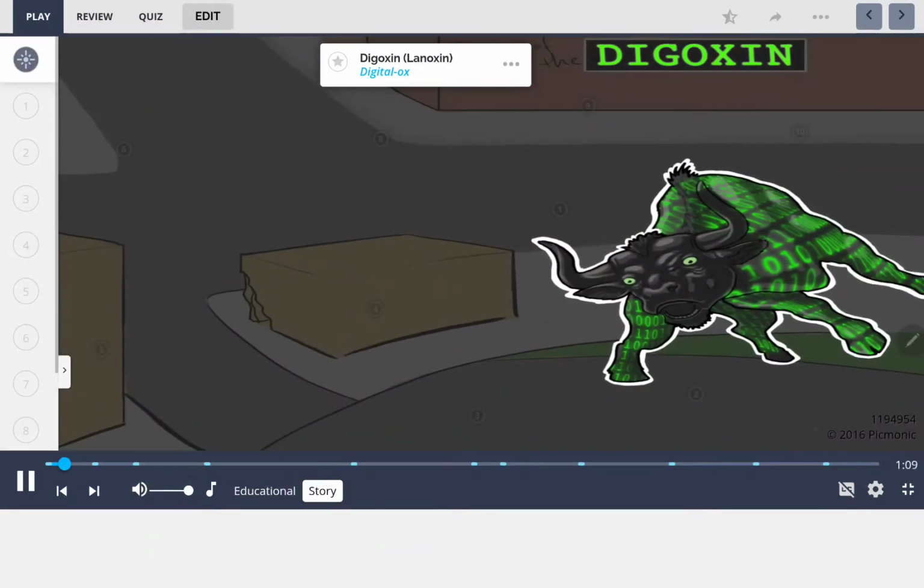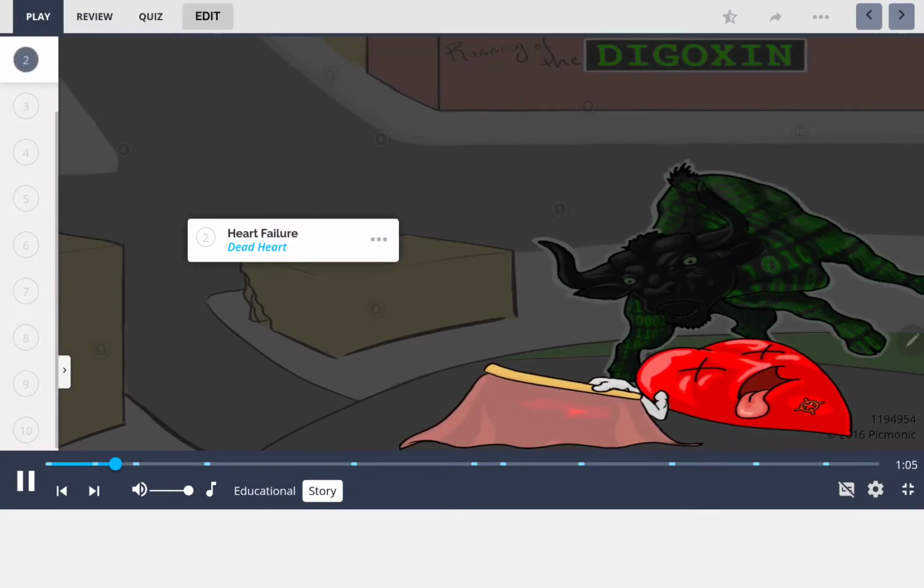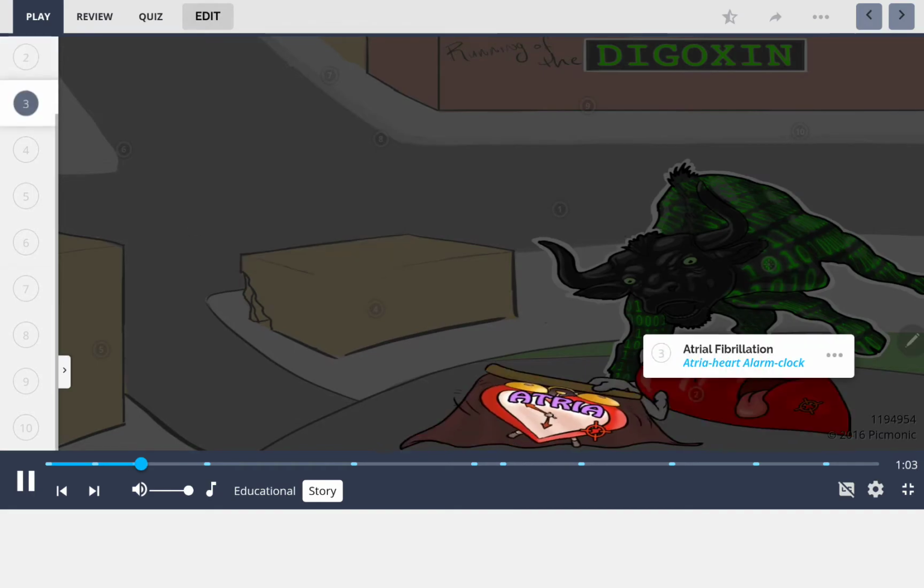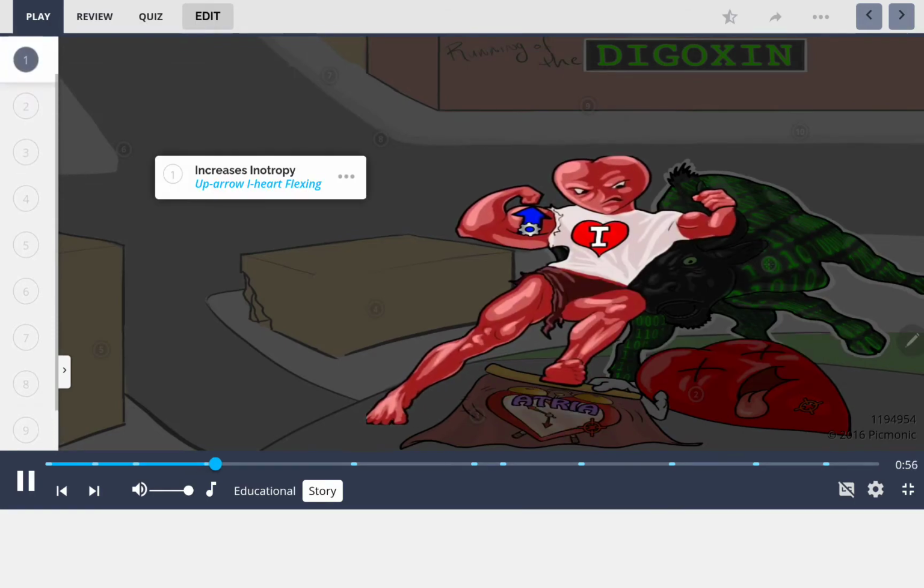Digoxin is like the running of the bulls, but with a digital ox instead. It goes stampeding through the streets, chasing nearly dead hearts, who dare to taunt the ox with fibrillating atria heart alarm clocks on red capes, like bullfighters. This forces the hearts to take the ox by the horns, or die.